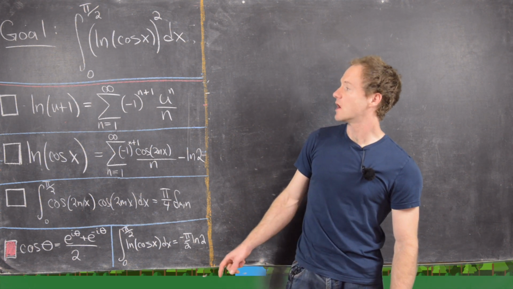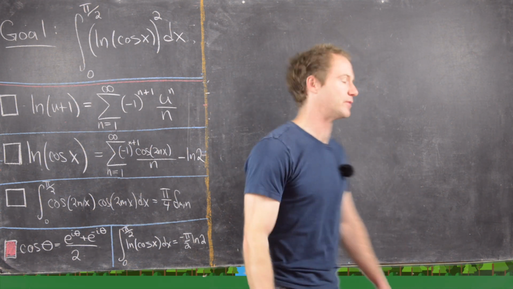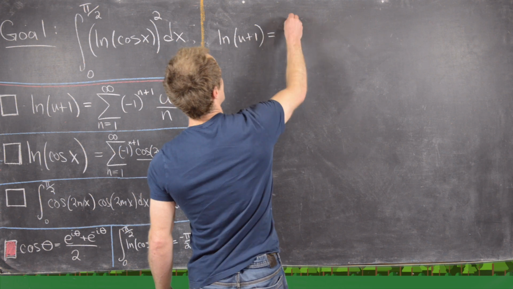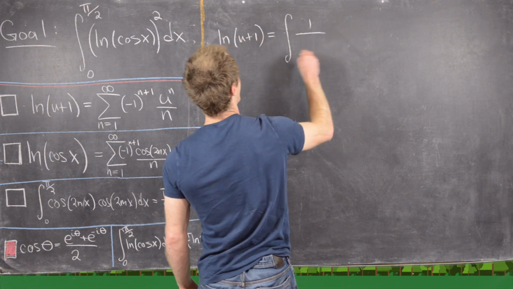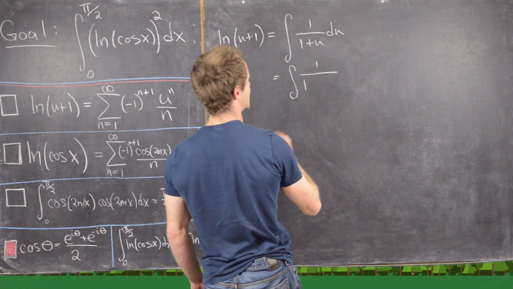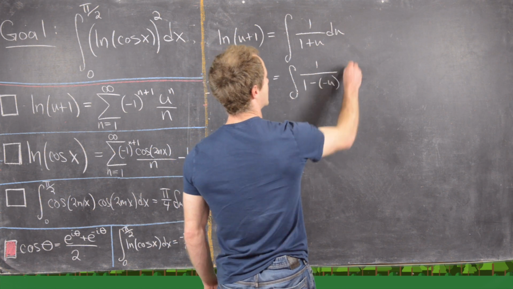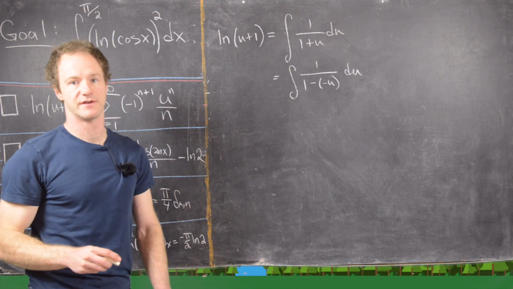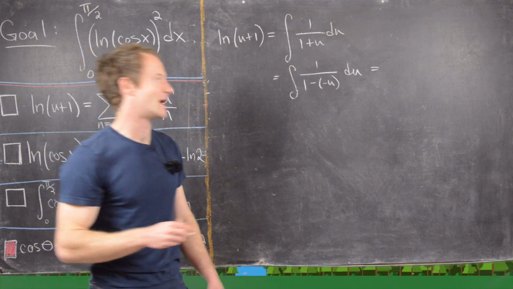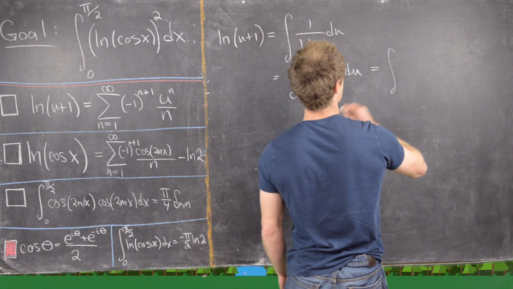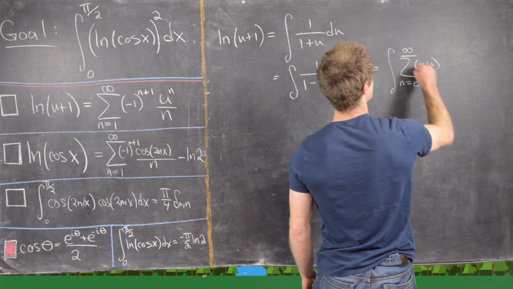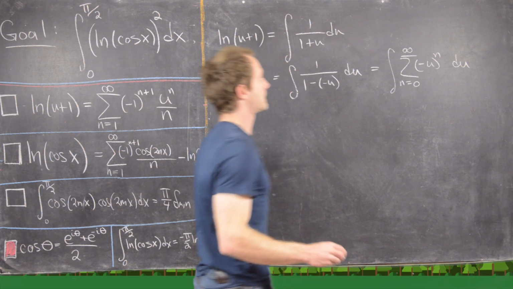Okay, great. So now let's get on with this first bullet point. So what we want to do here is take this natural log of u plus 1 and realize it as the integral of 1 over 1 plus u du. Now we can rewrite this very simply as 1 over 1 minus negative u du, so the antiderivative of that. But using geometric series where the common ratio is minus u, that is going to be the antiderivative of the sum n equals 0 to infinity of minus u to the n du.